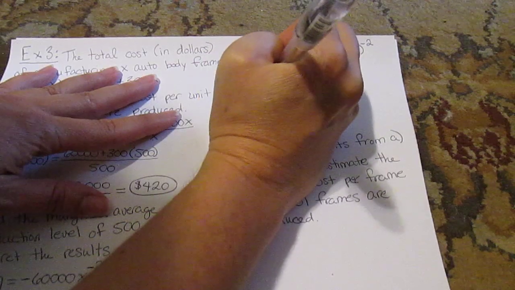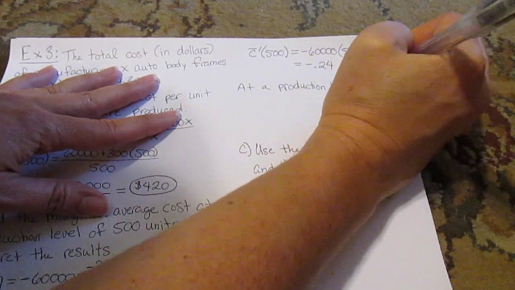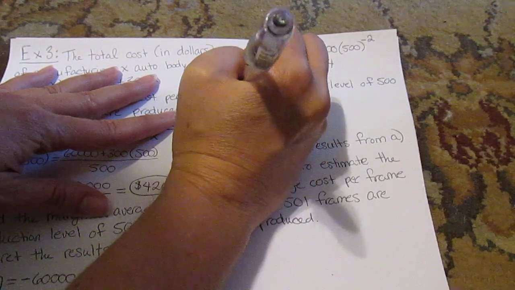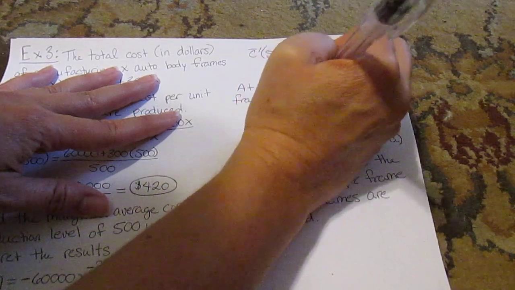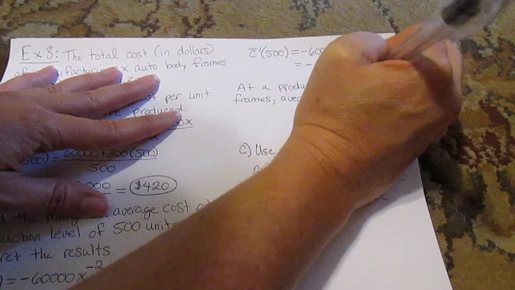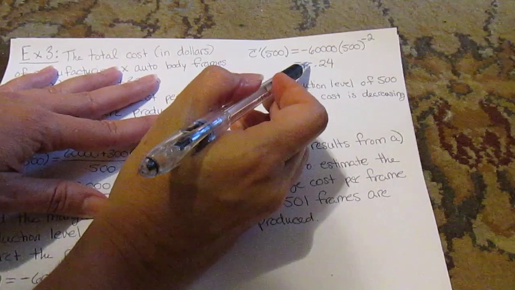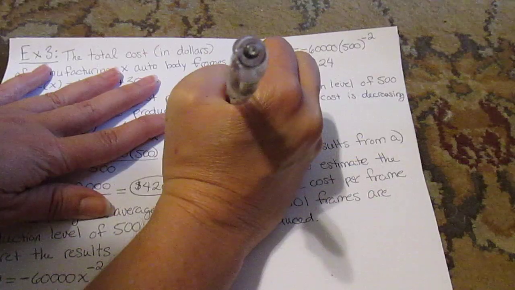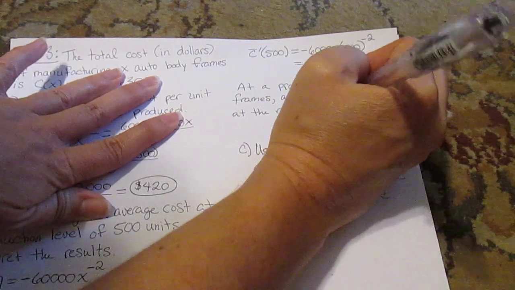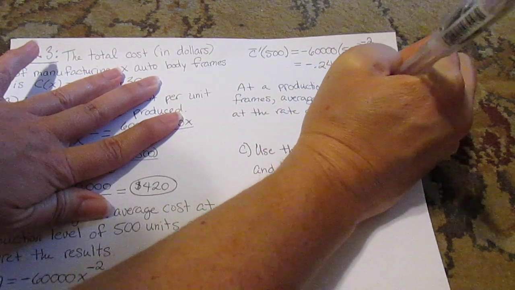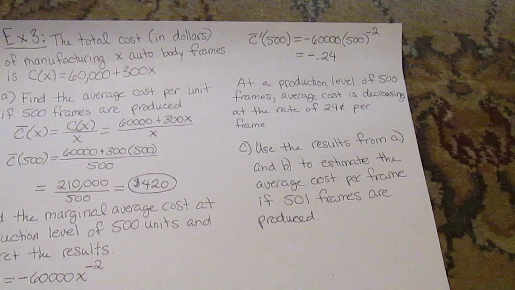At a production level of 500 frames, average cost is decreasing, of course decreasing because we got a negative answer, at the rate of 24 cents per frame. And of course, feel free to write it in your own words.